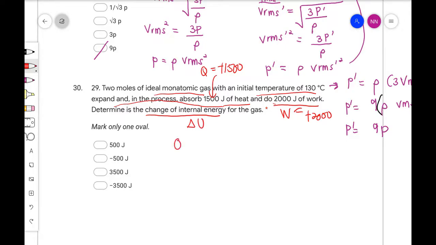So you may use Q equals delta U plus W. Okay, substitute Q. Q is positive 1500. Delta U is the unknown that you have to find. And W is positive 2000. So delta U equals negative 500 joule. So the answer is B.